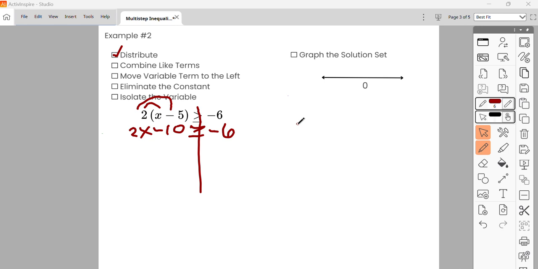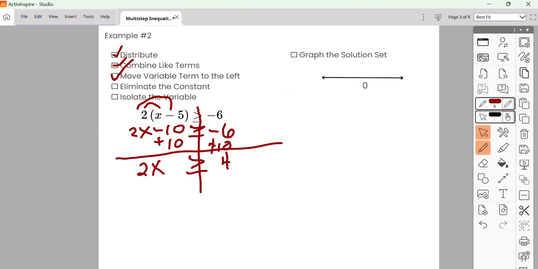Okay, so we did that. We don't have to combine like terms anymore because you have one term with an x and one term with numbers, so we're good with that. And there's no variable on the right, so we don't have to move that. Now we're going to eliminate that constant. So if that's a -10, inverse of that to make it a 0 pair is +10. Draw my line because I had the same thing on both sides. 2x comes down, greater than or equal to, and -6 plus 10 is 4.